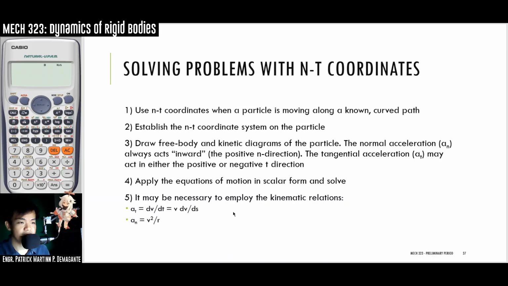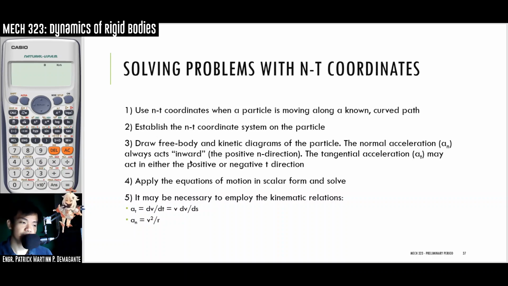Then, establish the normal-tangent coordinate system on the particle. Yan naman lagi. Then, draw yung ating free body diagram and kinetic diagram. Normal acceleration, yung ating centripetal, kasi inward siya, positive n direction. So, next is the tangential acceleration. May act either the positive or negative t direction or the tangent direction.